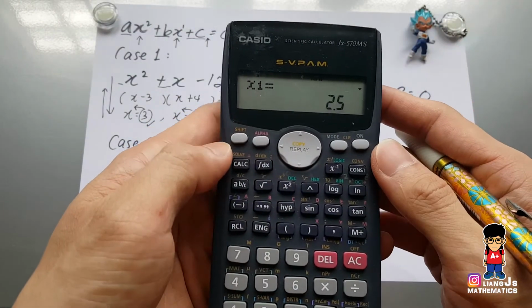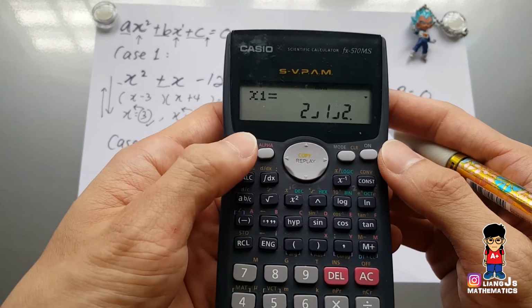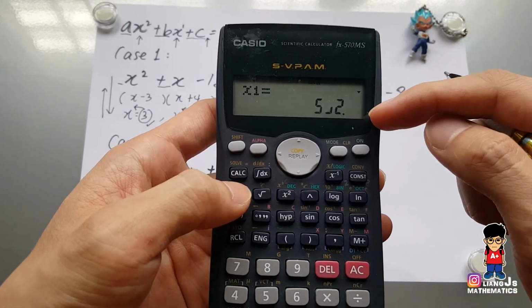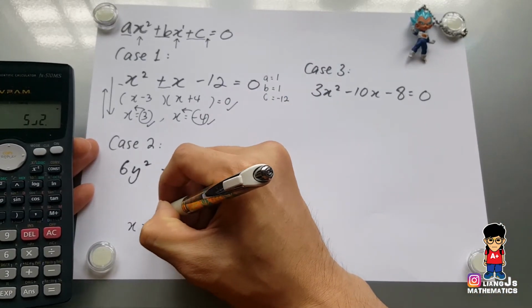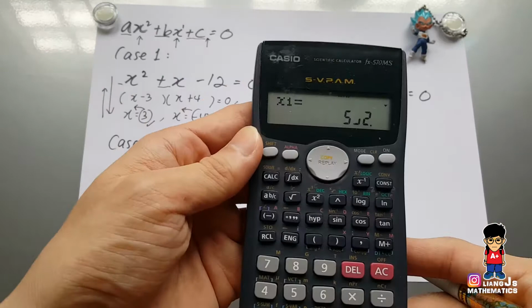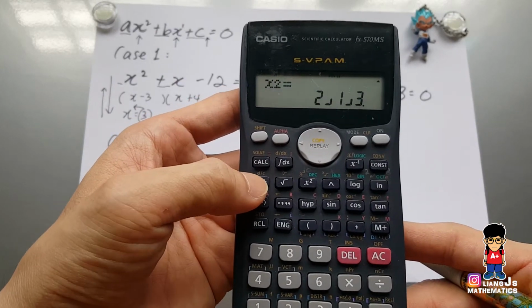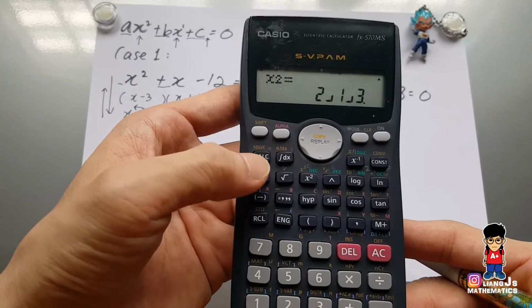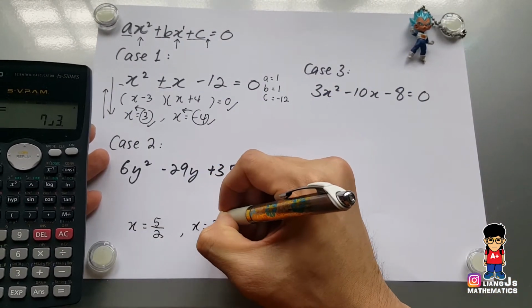What you have to do is convert into a fraction, but not a mixed number. You press shift, ABC, convert into improper. Once you convert into improper, you write x equals 5 over 2, that's the first one. Then you press equal again. Oh, decimal, I don't want that. So you press ABC, nope, I don't want mixed numbers. So you press shift, ABC, it becomes improper. So x equals 7 over 3.